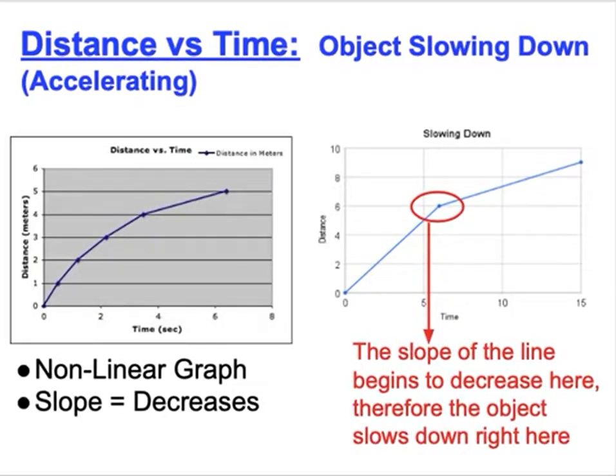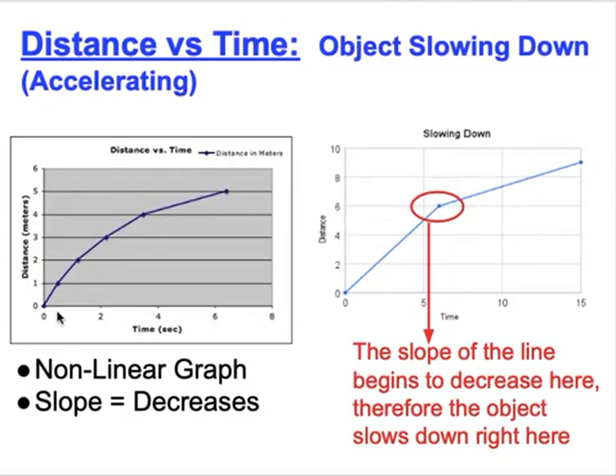Okay, so now let's look at an object that's going to be slowing down the entire time. Okay, remember, this is still accelerating. It's just accelerating where the object is slowing down. All right, so now if you look at the graph, you'll see that the shape is a little bit different from the other one. Now again, because it is changing, its motion is getting slower, or it's changing speeds, the graph is going to be nonlinear, right? What that means is there's a bend in the line. So clearly this is not a straight line.